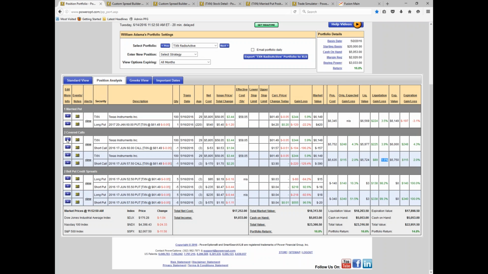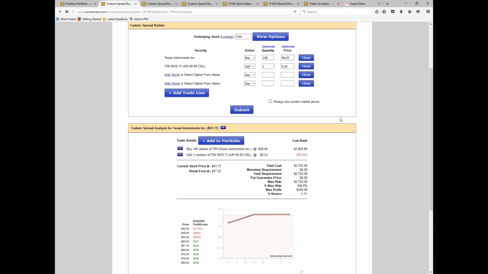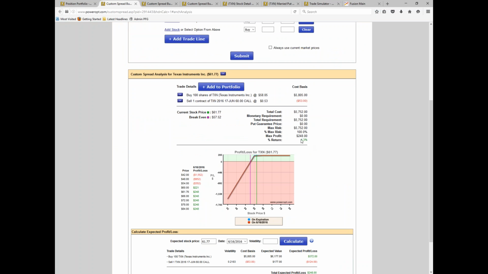At the same time, let's say you were more speculative. You went ahead and you did open Texas Instruments at 58.05 and you decided to sell the out-of-the-money 60 call for 53 cents. Well, now you take in less premium, so you only have about a 1.5% downside protection. You'd be at a profit right now of about 4.3% or $248. But now you have to decide, do you take that?